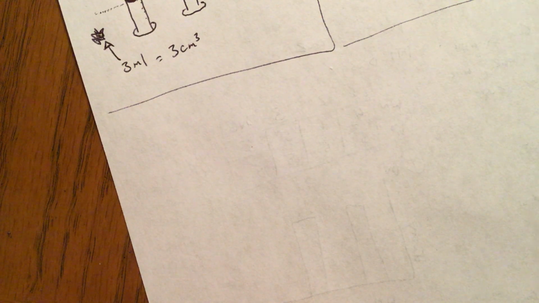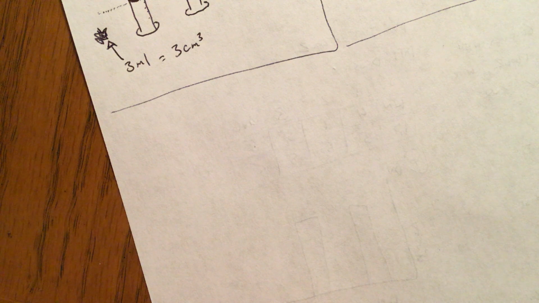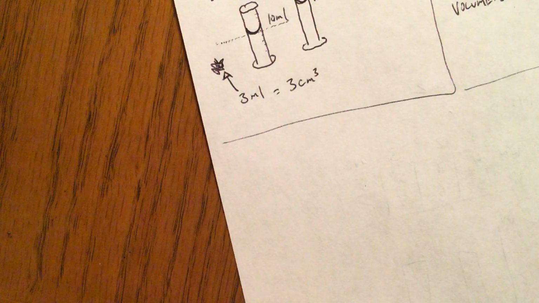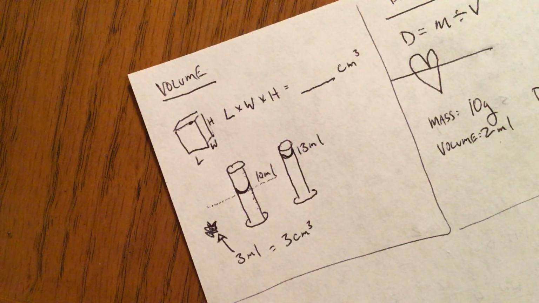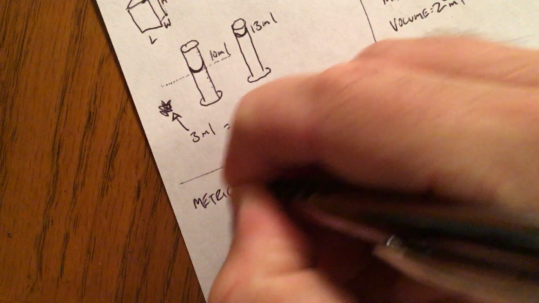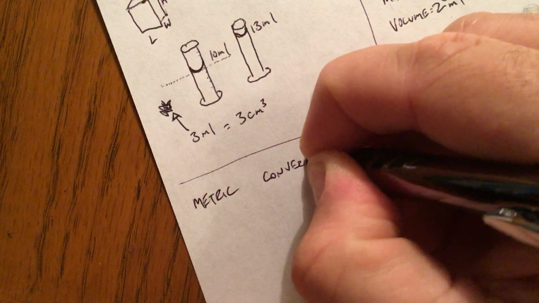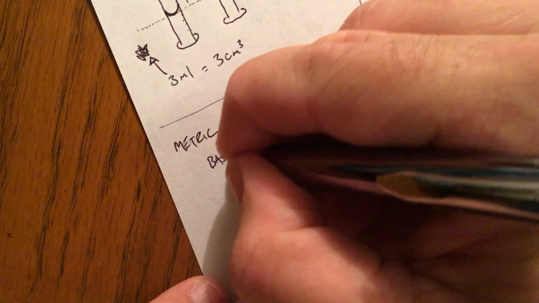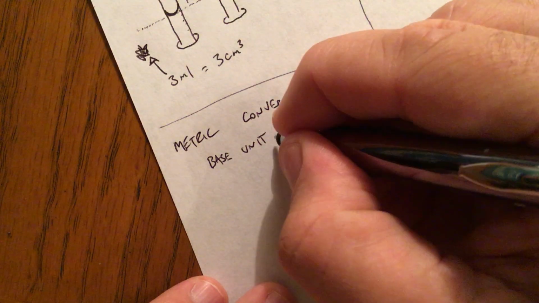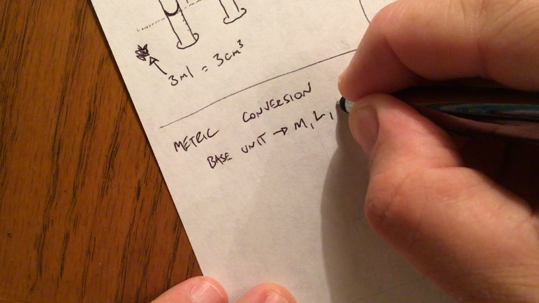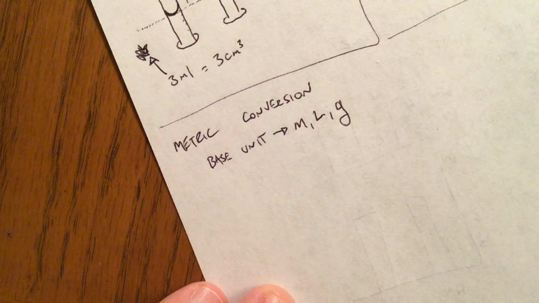Let's see, what else do you need to know? Well, it would be helpful to know about metric conversion. When you're using the metric system, meters, liters, and grams are your base units. Do a little section here on metric conversion. And so your base units with no prefix is meters for distance, liters for volume, and grams for mass.